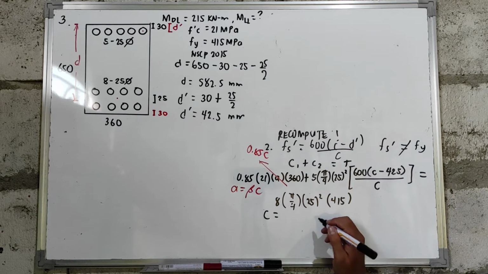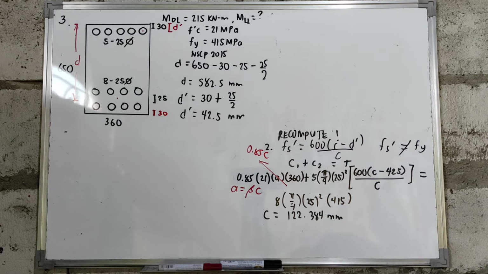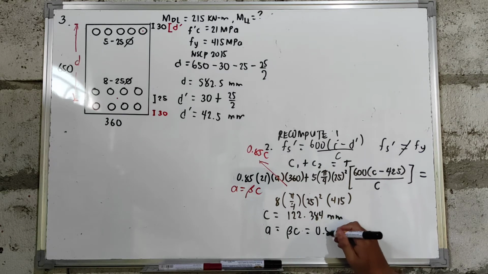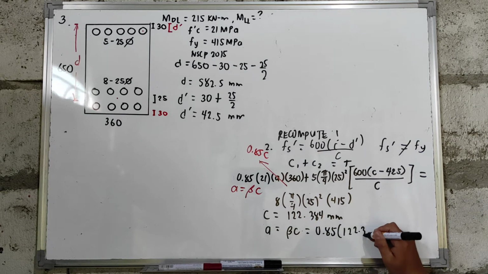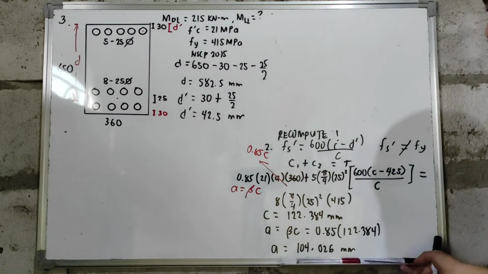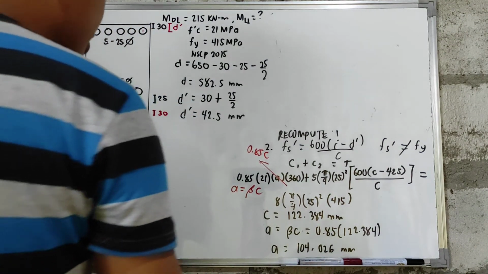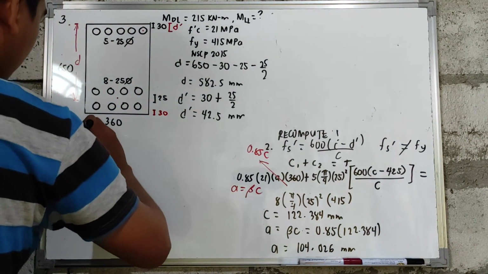So what is the value of your C? That is equal to 122.384 mm. So after nating makuha si C, kunin naman natin si A. So that is equals to beta multiplied by C, 0.85, multiplied by 122.384. So you have a value of your height of the compression block, which is equal to 104.026 mm. So with that, proceed tayo sa step 3 ulit. We will going to check our assumption.